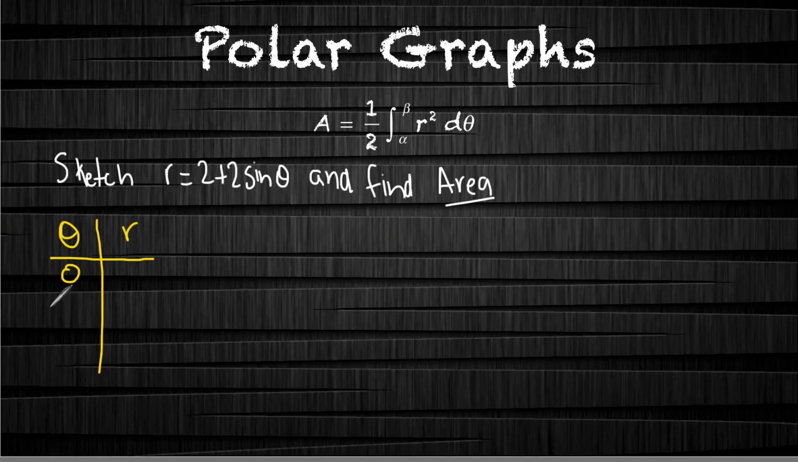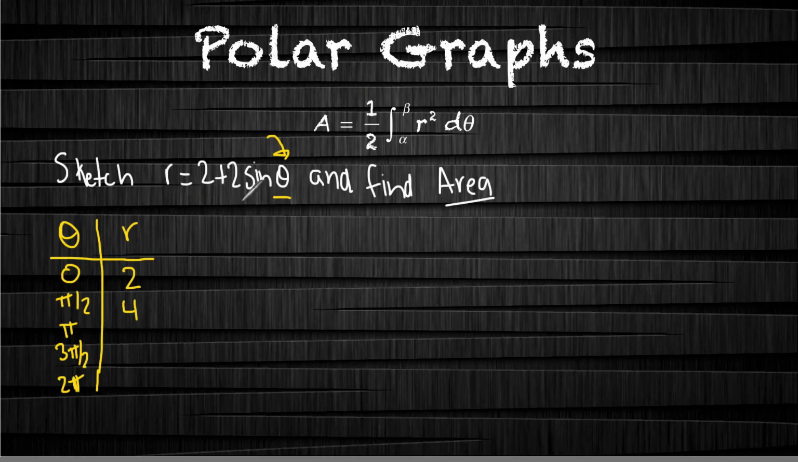So the 0, 90, we should probably use radians. So 0, pi over 2, pi, 3 pi over 2, and 2 pi. And we want to see what the radius would be. So we're going to plug in these values into our function. So when we plug in 0 for theta, well, we know that sine of 0 is 0, times 2 is 0, plus 2, so our radius is 2. Pi over 2 is 90, so we plug 90 in here, sine of 90 is 1 times 2. 2 plus 2 is 4.